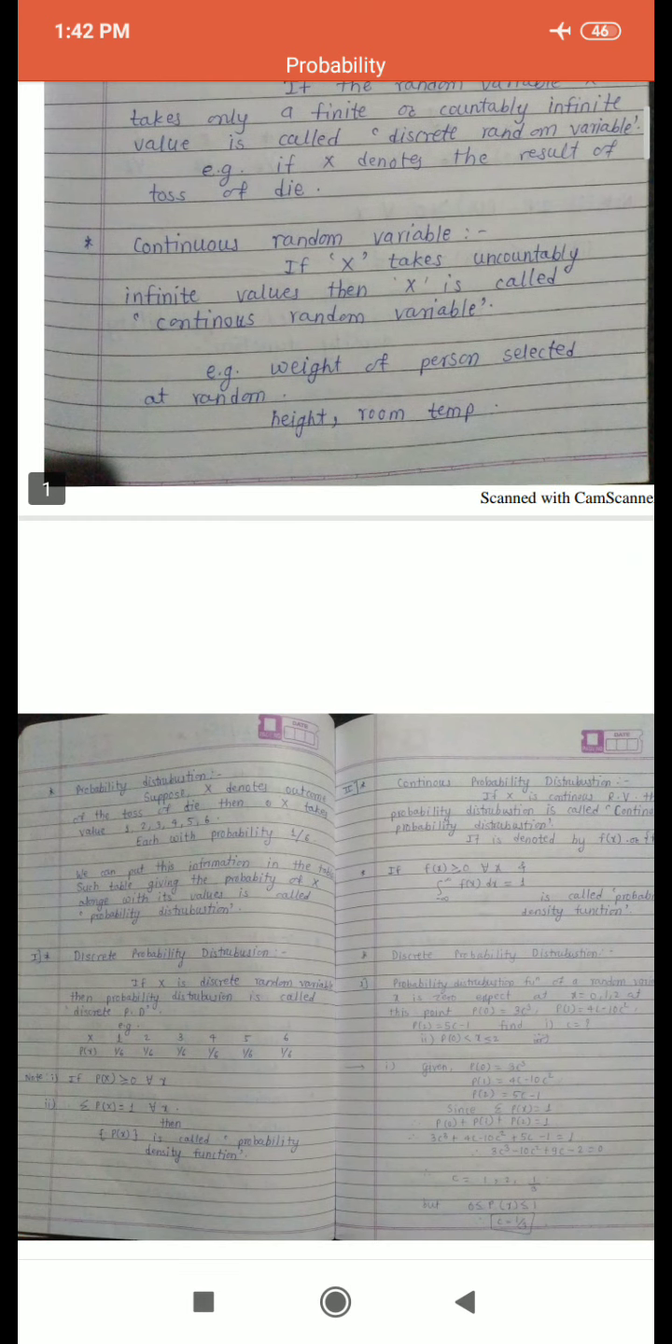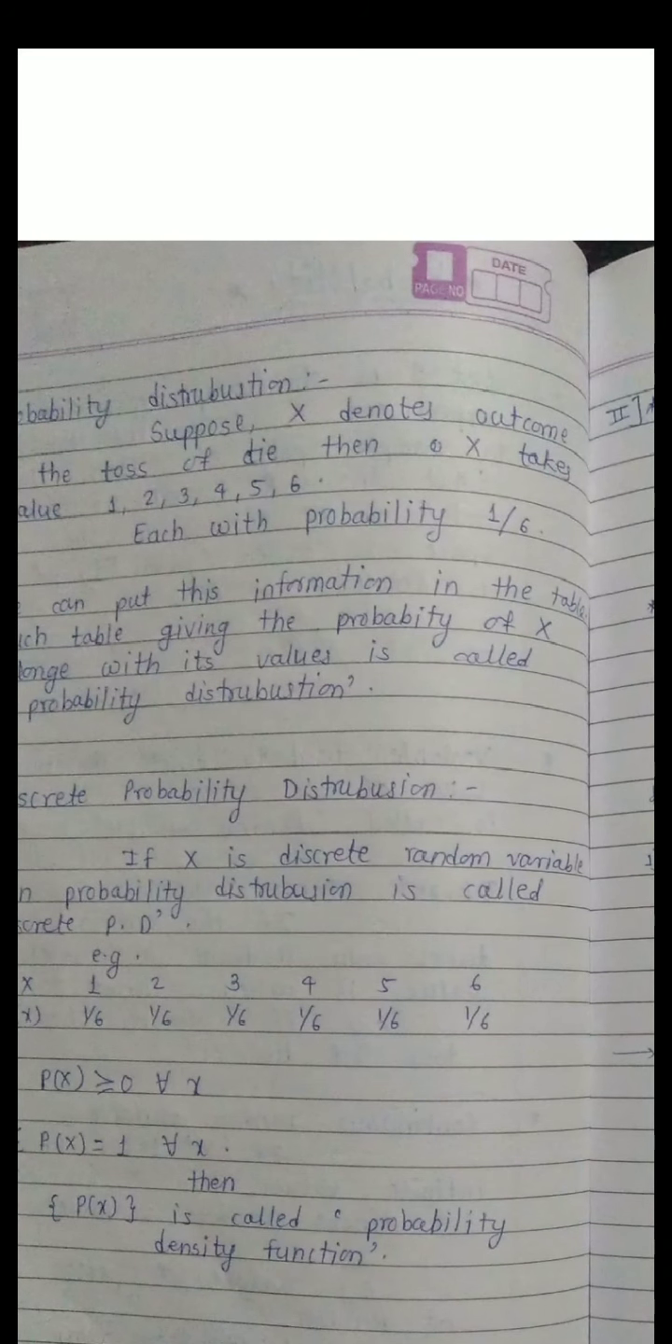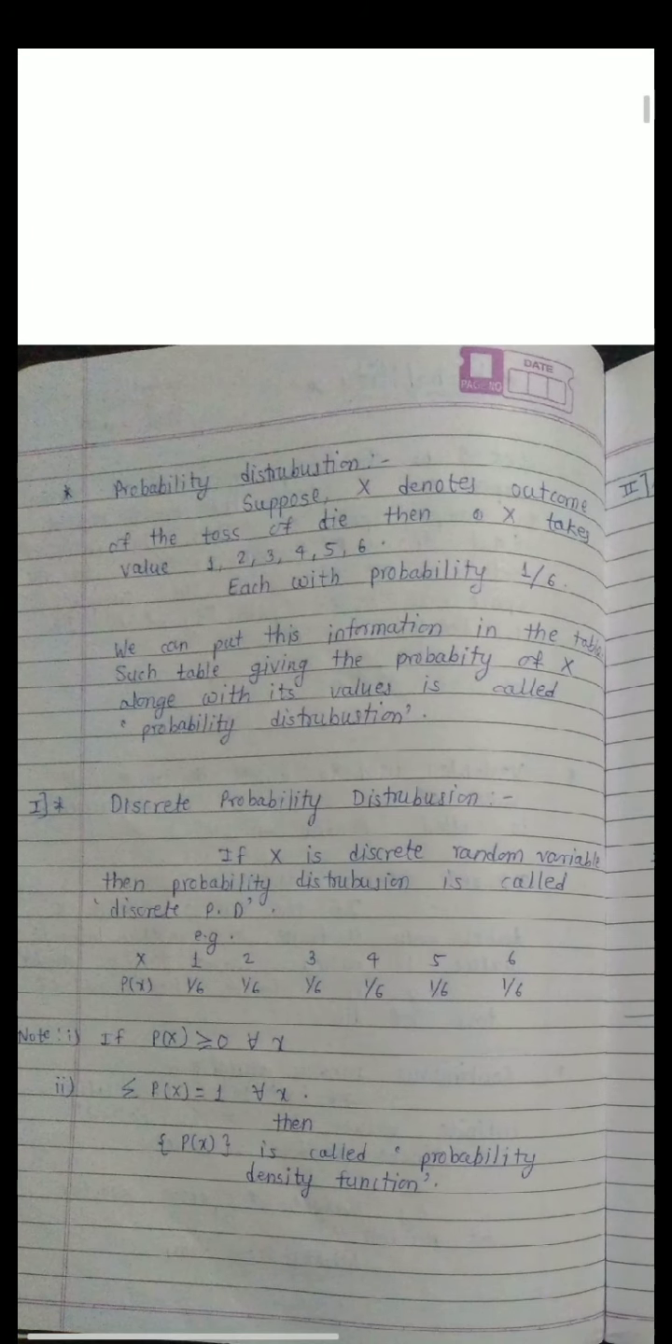Now we have to see probability distribution. Suppose capital X denotes the outcome of a toss of a die, then X takes values 1, 2, 3, 4, 5, 6, and each has probability 1 by 6. We can put this information in a table. Such a table giving the probability of X along with its values is called the probability distribution. What is meant by probability distribution? Information in tabular form is called the probability distribution.